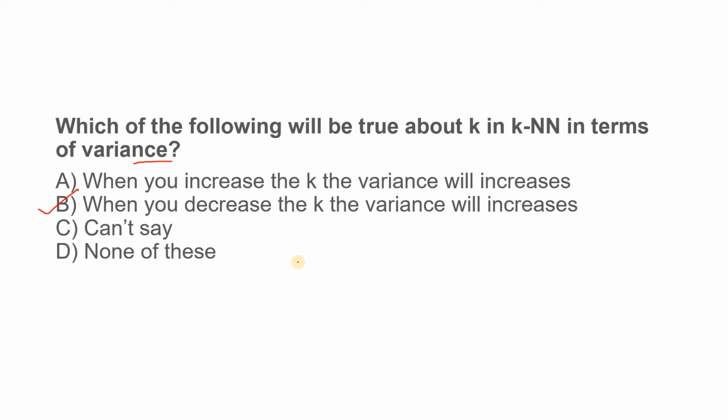Because when you decrease the k value, for small values of k the model suffers from overfitting, and in the overfitting zone the error with respect to training data is less, but the error with respect to test data is more, and error with respect to test data is nothing but variance. So if you decrease the k, obviously variance will increase, right?